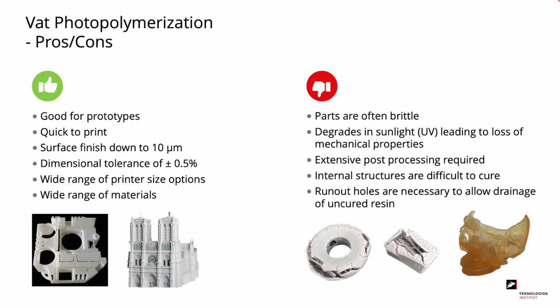Here we have an overview of the pros and cons of the VAT process. The pros include good for prototyping, it is quick to print, and you can obtain a surface finish all the way down to 10 microns. Some of the cons include the parts being brittle, and since they're reacting to UV light, they will react to sunlight, and that leads to a loss of mechanical properties. Then there is also extensive post-processing required.